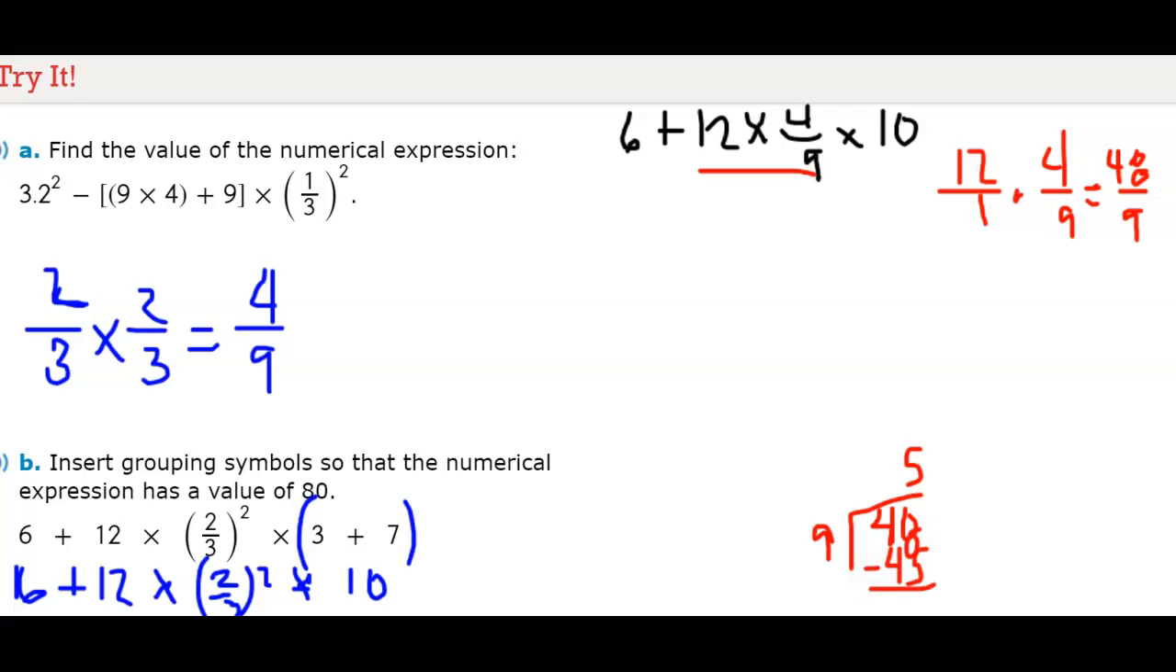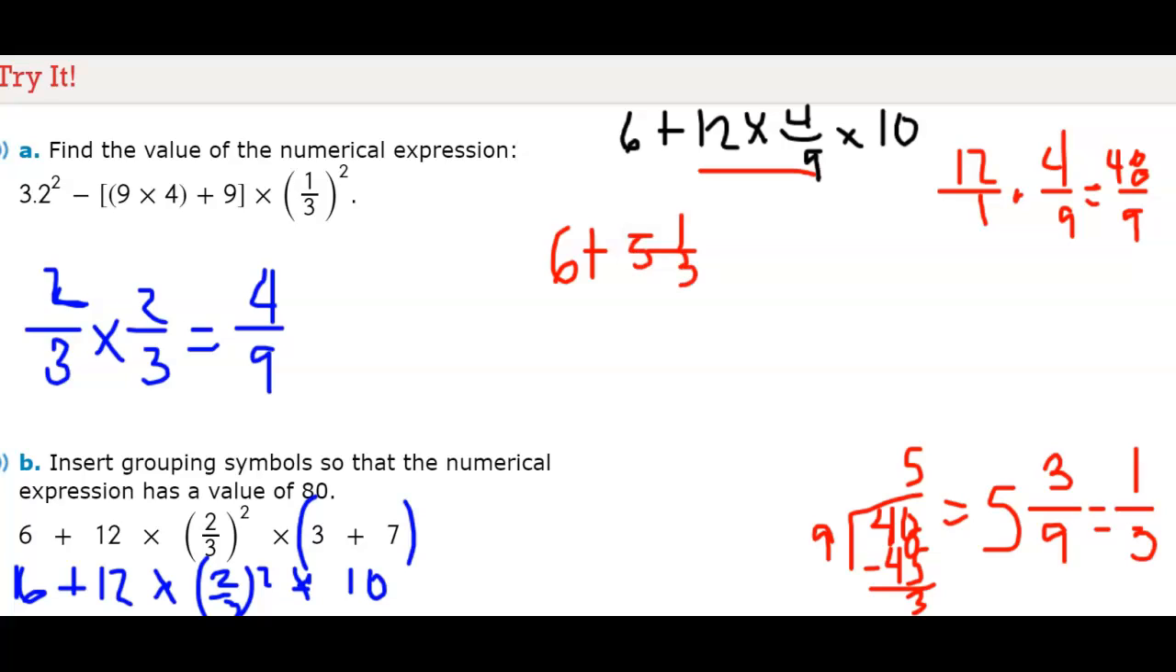45, 3, and so that would be 5 and 3 ninths, which can be simplified to 5 and 1/3, because we're going to divide by the greatest common factor, which would be 3. So 3 divided by 3 is 1, and 9 divided by 3 is 3. So now we have 6 plus 5 and 1/3 times 10.